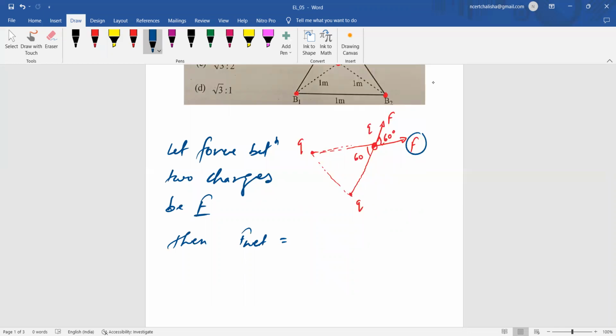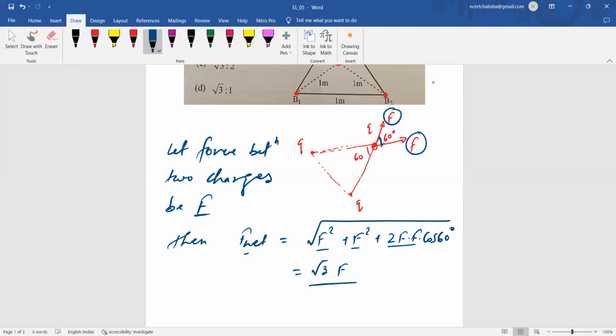So we know that this force F and this force F are two forces having an angle of 60 degrees between them. So what will be the net force? It is the square root of F squared plus F squared plus 2 times F into F into cos 60. So this is F squared here, 2F squared cos 60, and it will be root 3 F. So this is the net force we are getting.